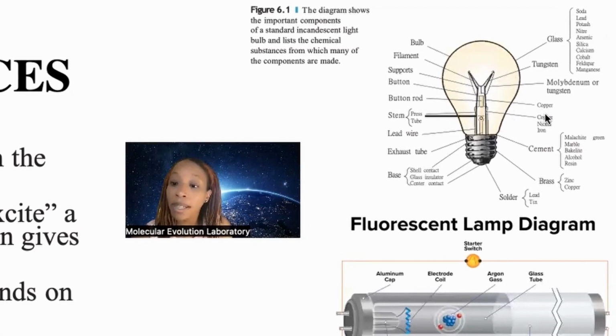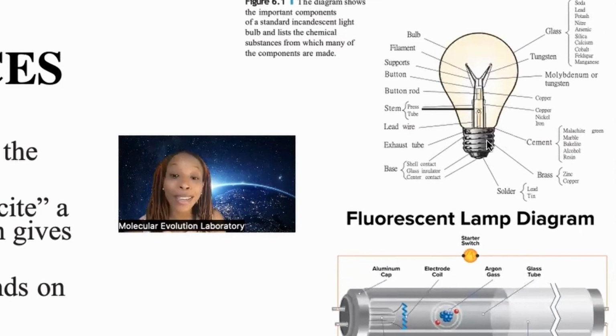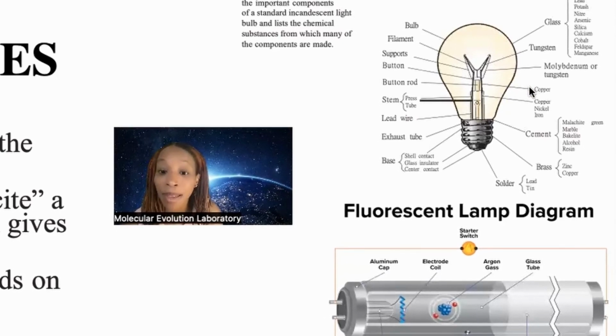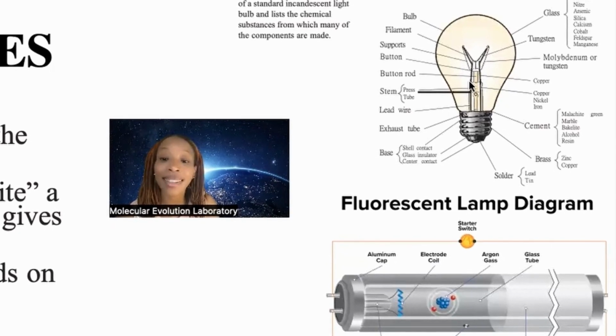There's also copper as well, nickel, iron. There's also a lead wire. So here we can see the countless amount of elements. We already have 5 elements from the periodic table that are contributing to light in the case of an incandescent light.